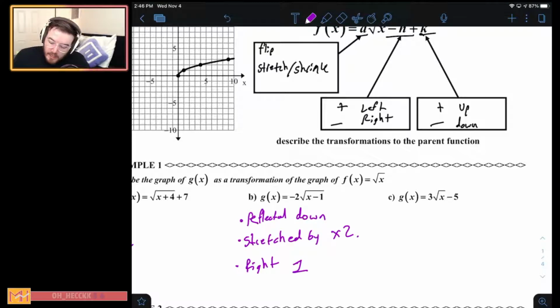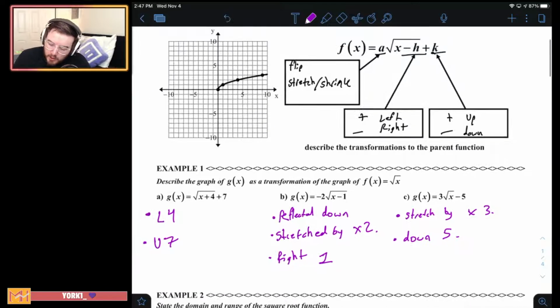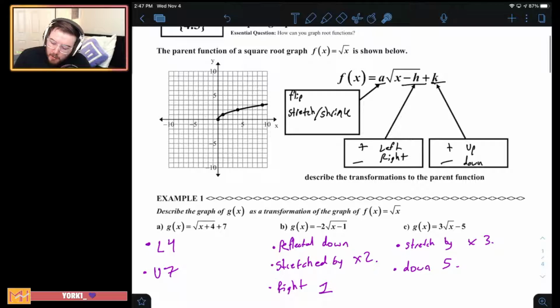No flip on this guy because it's a positive, but it's still a 3, so we are stretching. And that minus 5 is not under the square root. That's a vertical shift. It's telling us to go down 5. Feel free to plug it into Desmos to double check at any point if you're questioning what might happen. But just to recap, that number out in front: stretch, shrink, flip. The number under the root: left or right. The number outside of the root: up or down.